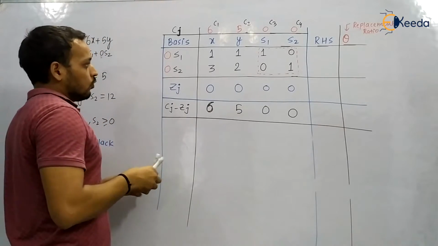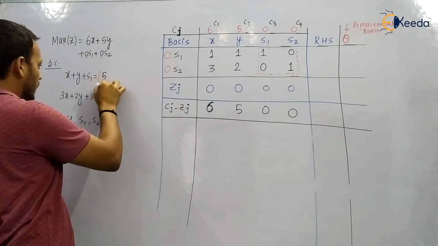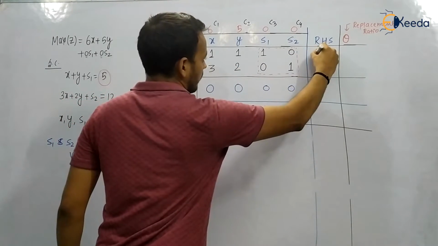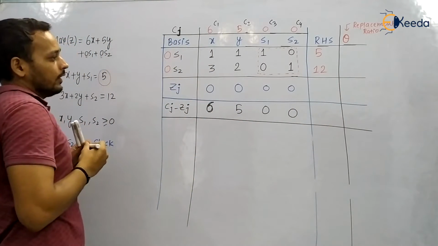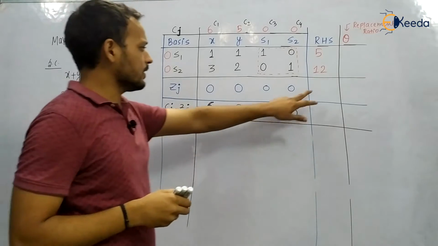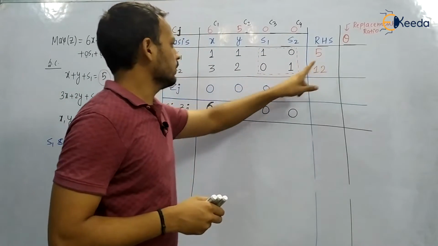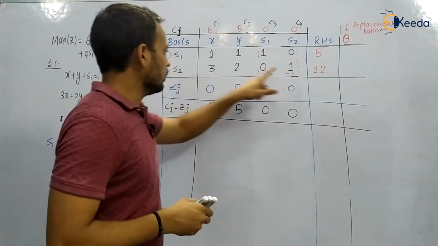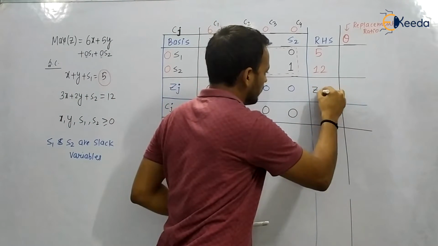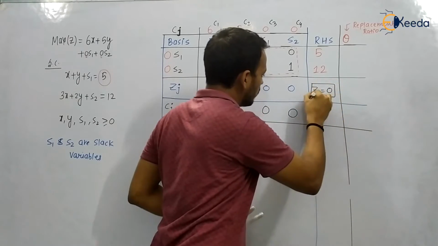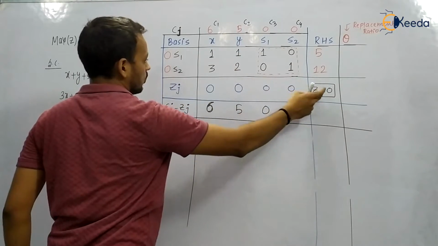Now what is the RHS value? Look here, the constants we have written, the RHS values have been left. So the RHS value of the first constraint is 5, and the RHS value of the second constraint is 12. So you have to write these. And what is the Zj value? It is going to be 0 into 5 plus 0 into 12, so the Z value is going to be 0.